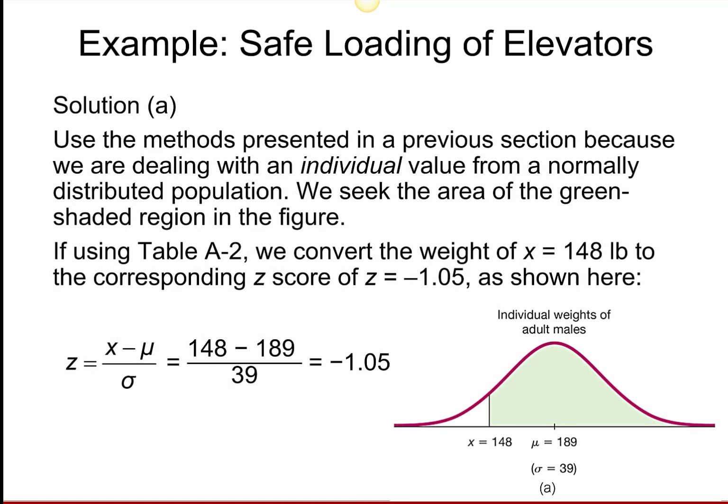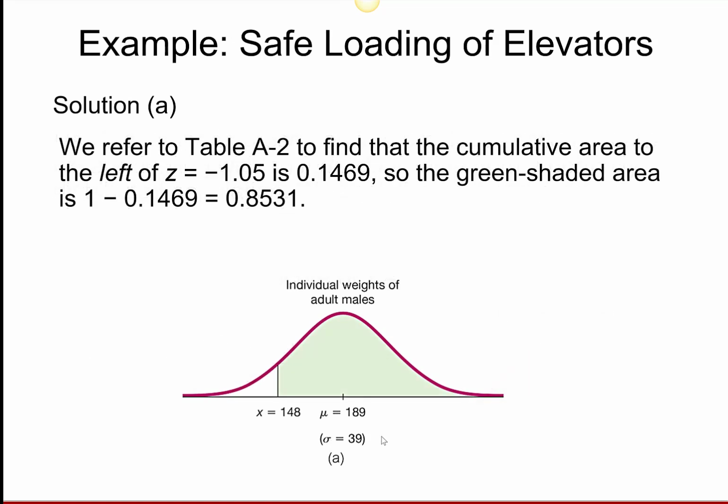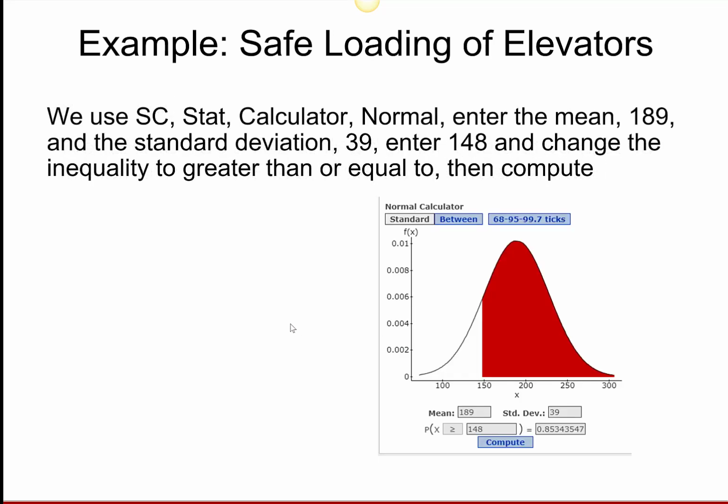So for the first problem, remember we're doing an individual male here, so we're going to take his weight of 148 minus the mean weight of 189, and then divide by 39, and we get a z-score of negative 1.05. And here's where we fall in the distribution. So we're below the mean here, and then if we go ahead and use technology, or we use a table, and here's the technology. If we use StatCrunch, Stat, Calculators, Normal, enter the mean 189, this is the mean for all the men, the standard deviation of 39, and we want to know how likely it is that the male weight would exceed 148 pounds, and we come up with a pretty high probability.